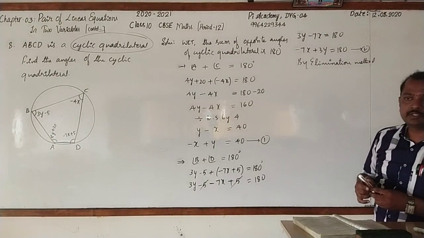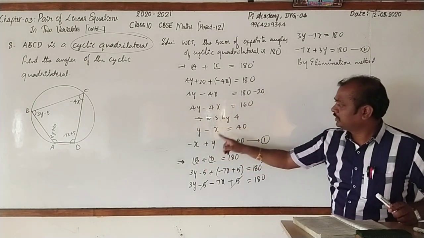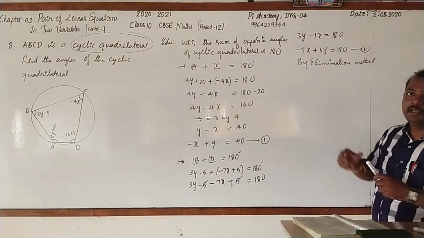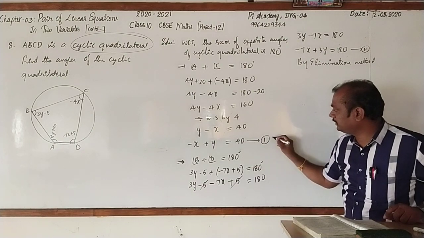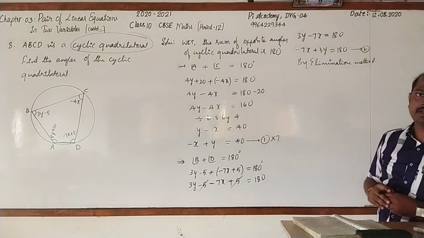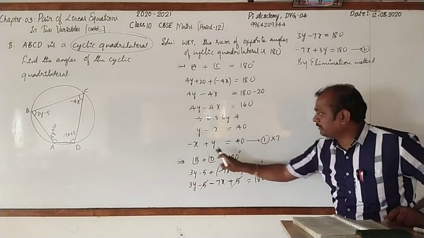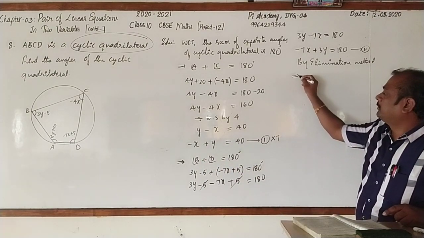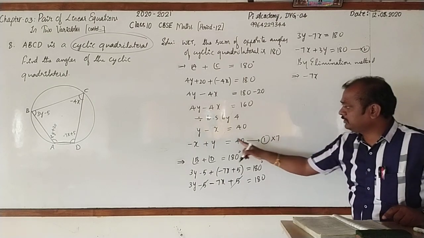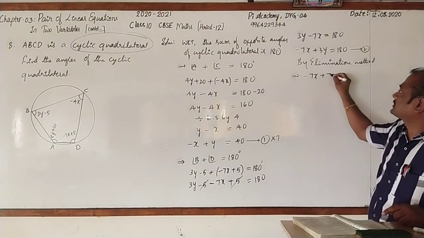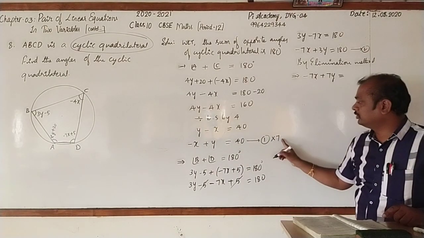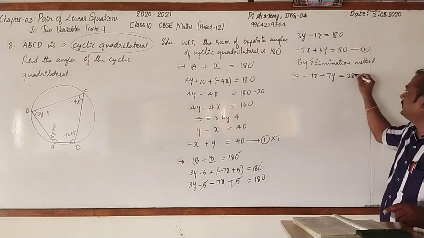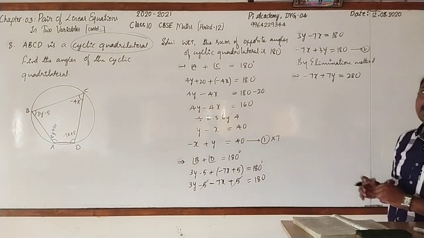Observe the coefficient of x in both. Here it is minus 1, here it is minus 7. Hence, we can go for multiplying equation 1 by 7. Right? Yes. 7 into minus x is minus 7x. 7 into y is 7y, which is equal to 7 fours are 28 and a 0. You can write it as it is.